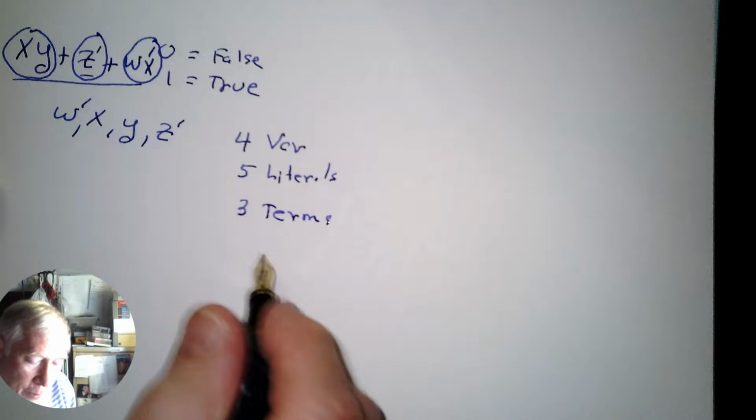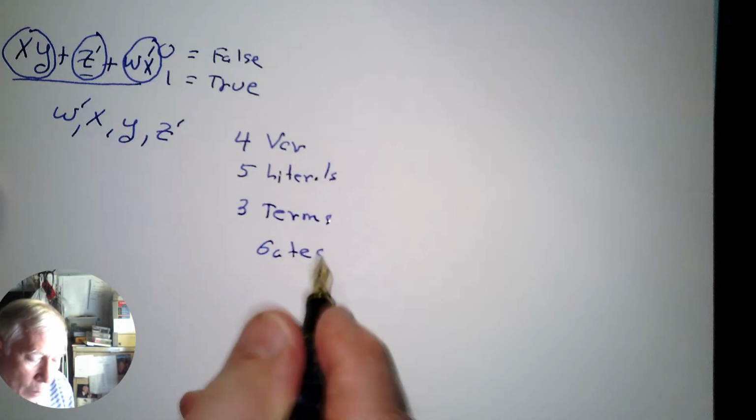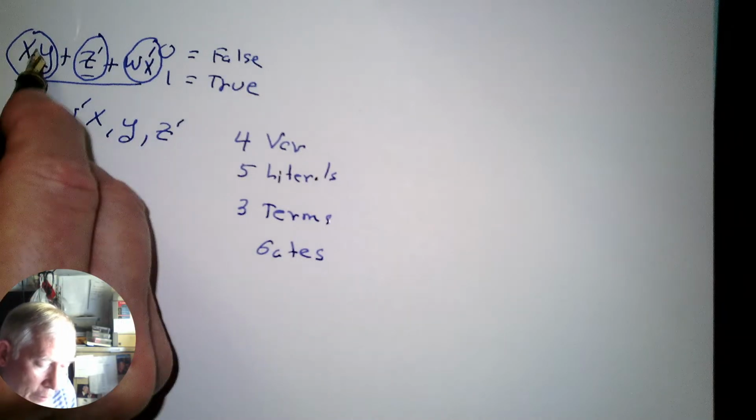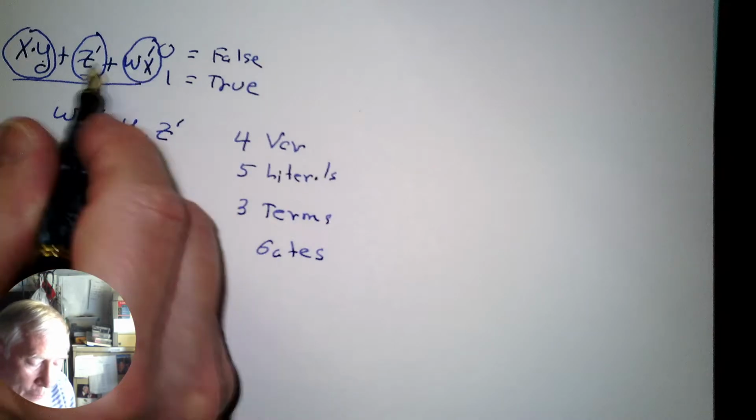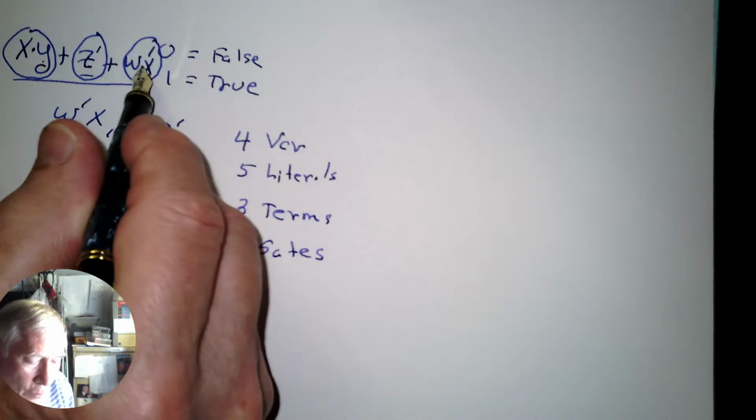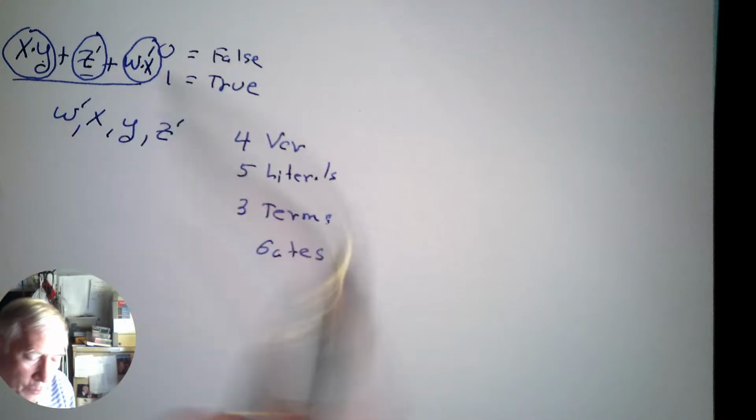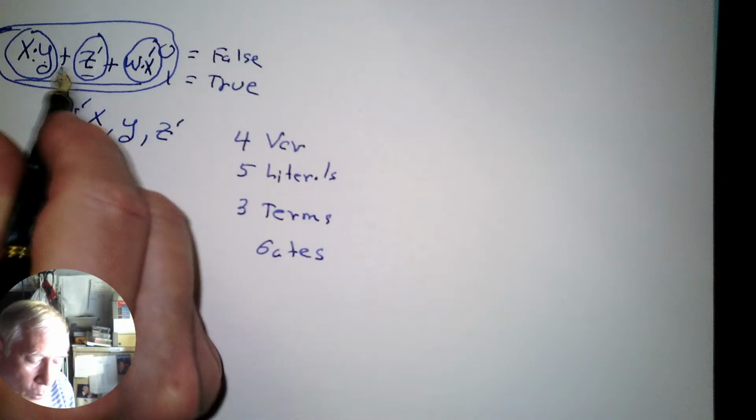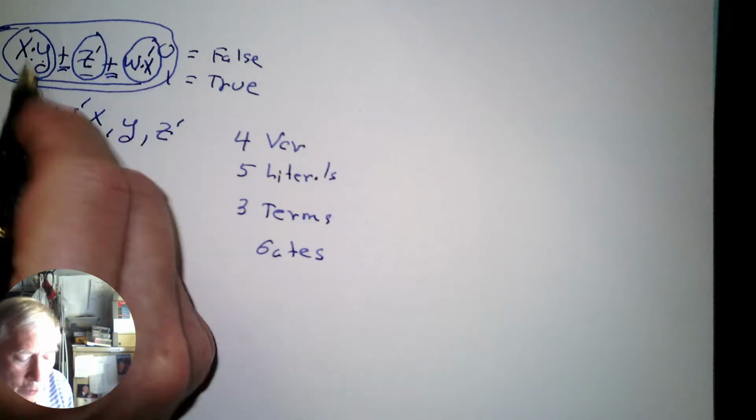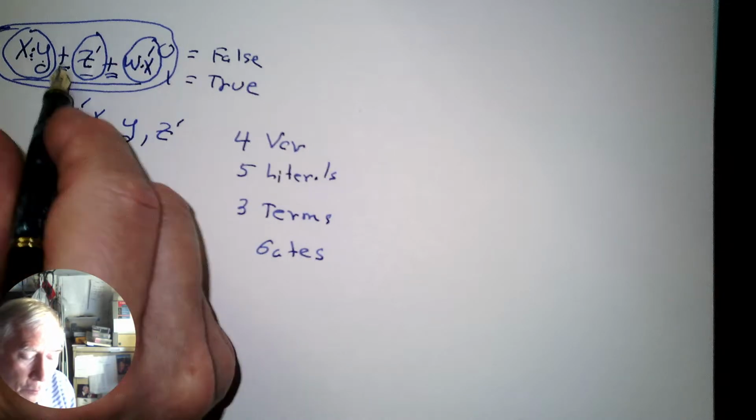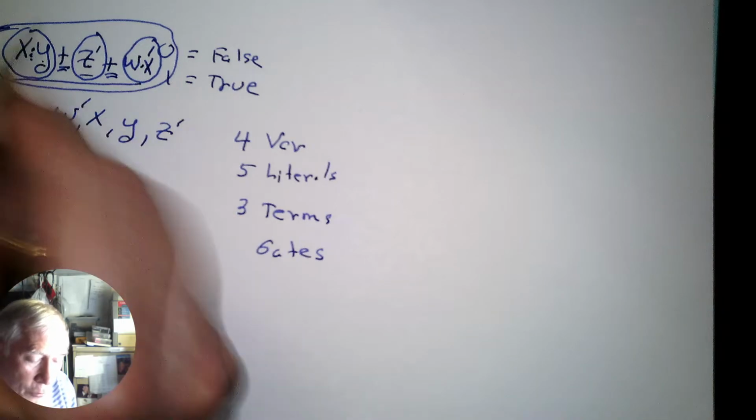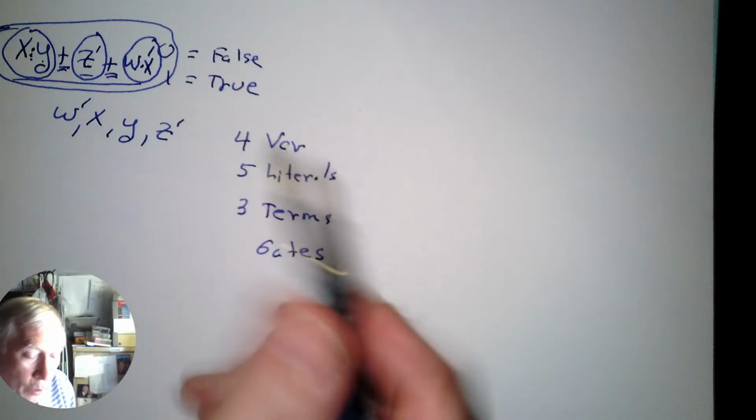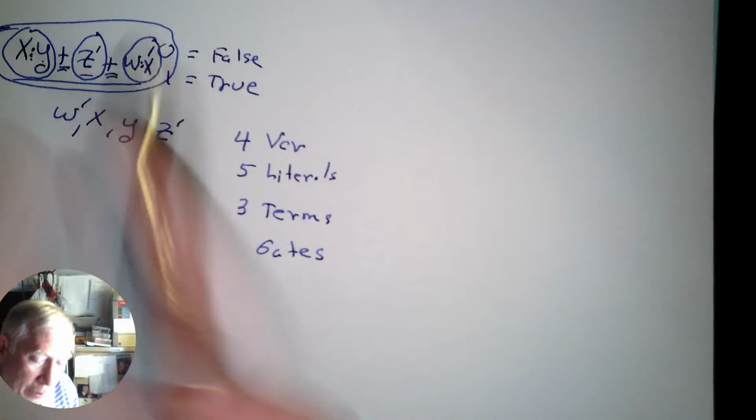And how many gates do we have? Well, we have an AND gate implied here, x ANDed with y. We have z by itself, and we have w prime ANDed with x. So we've got 1, 2, and then this whole thing has these OR operators, the plus sign. Remember, multiplication is ANDing, plus is ORing. So we have 1 3-input OR gate. So we have 1, 2, 3 gates.